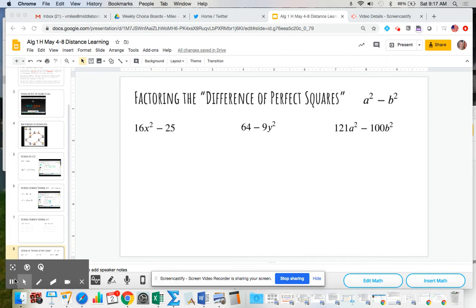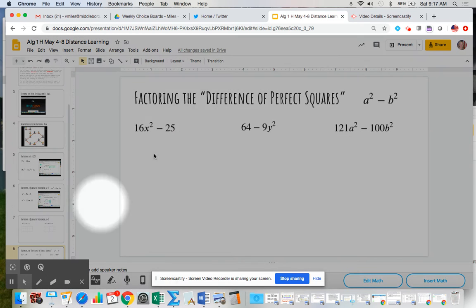Welcome to a quick video tutorial on how to factor the difference of perfect squares. So this is a very special type of polynomial that we'll be factoring. The word difference means there's going to be a subtraction sign there. And perfect squares means the two things that are being subtracted are both perfect squares.